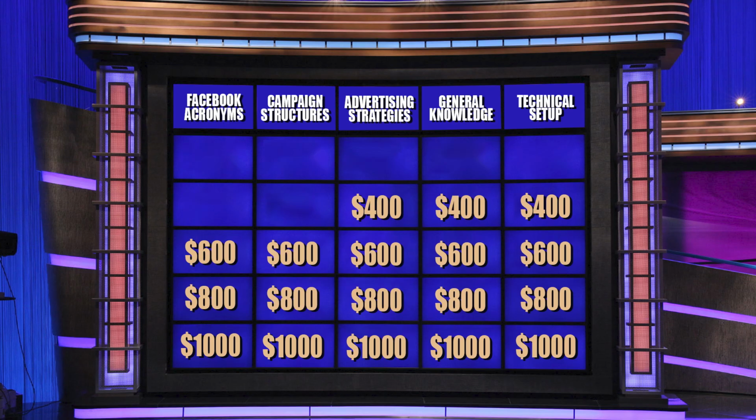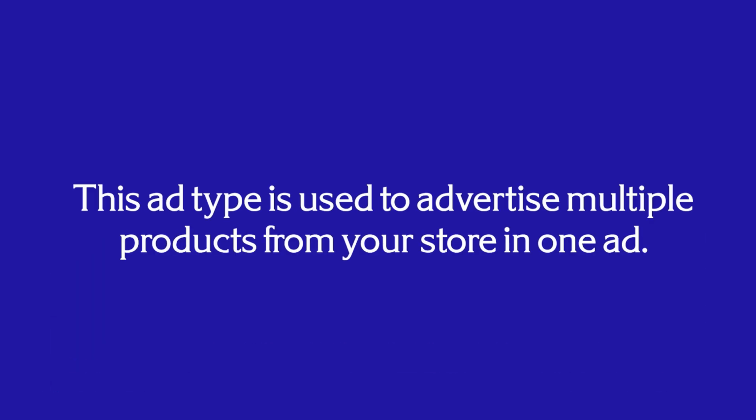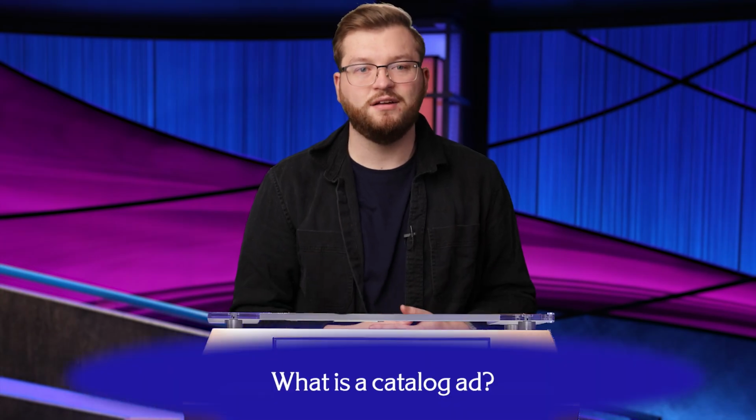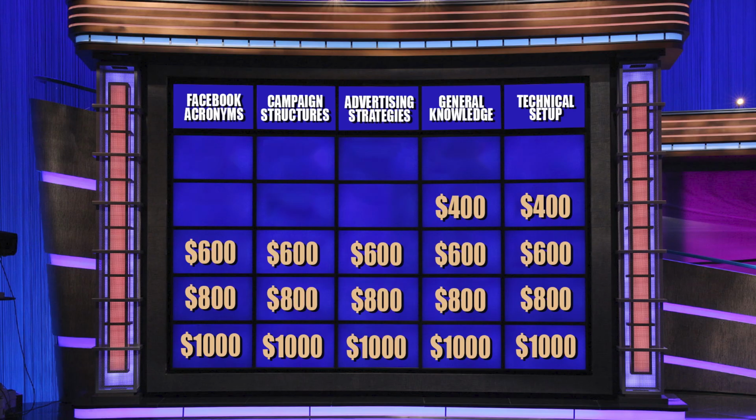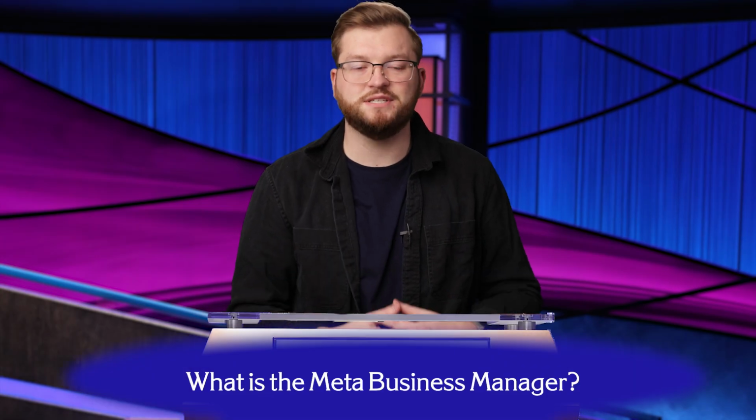Moving on now to advertising strategies for 400. This ad type is used to advertise multiple products from your store in one ad. What is a catalog ad? All right, moving now to general knowledge for 400. This is where your ad account is housed along with other business assets. What is Meta Business Manager?